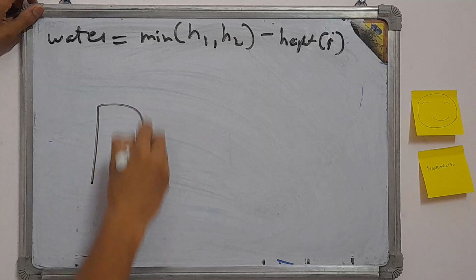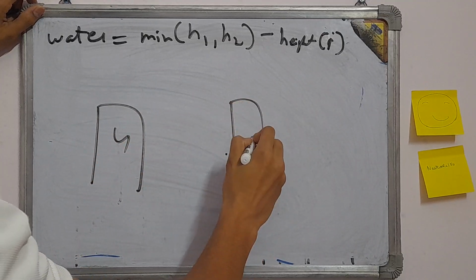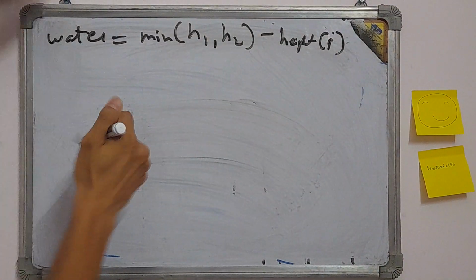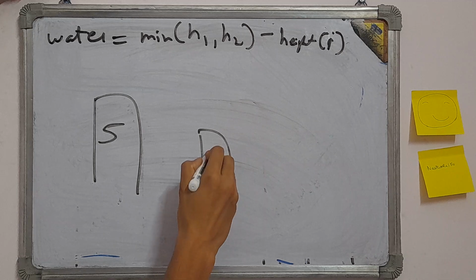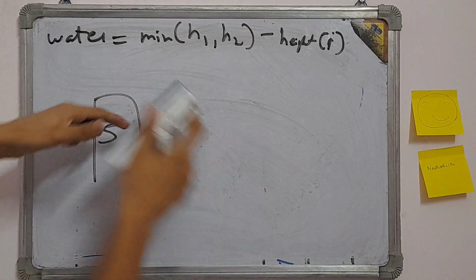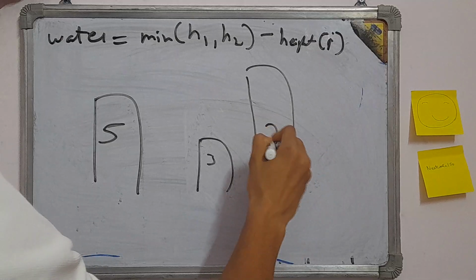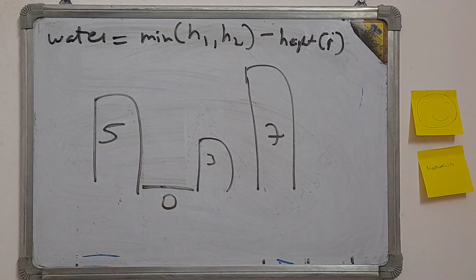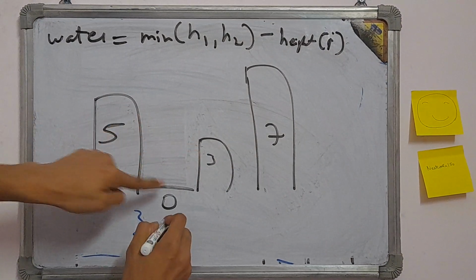What if there is a 4 here and a 5 here? No, actually let's keep it like this. What if there is a 5 here, then there is a 4 here, there is a 3 here, and then there is a 7 here. So now we have to tell how much water here. Let's say this is a 0 height building. So now we can say 5 and 3. So minimum is 3 minus current height 0.